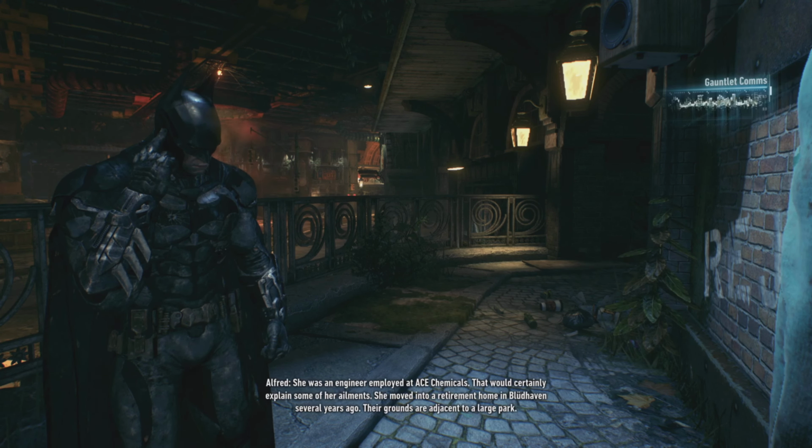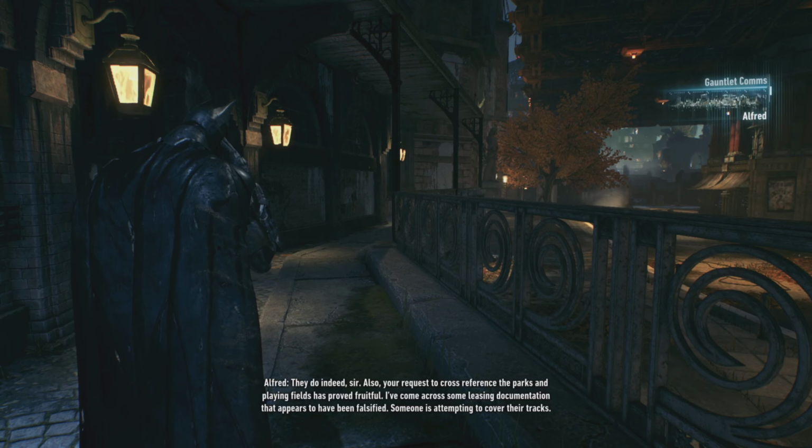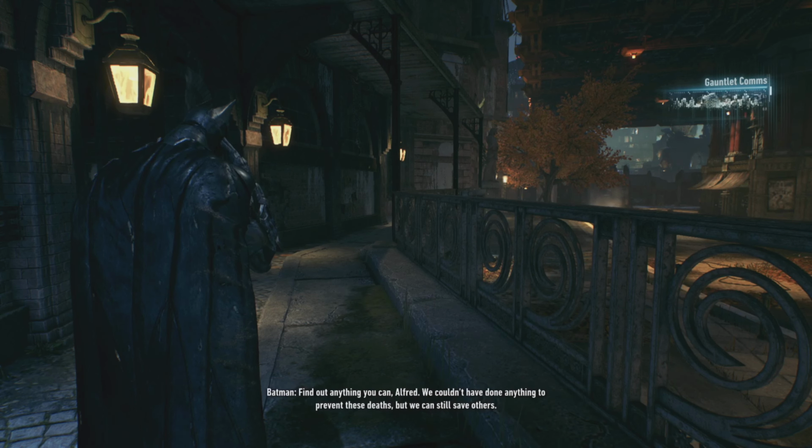Do the details of the disappearance match with the others? They do indeed, sir. Also, your request to cross-reference the parks and playing fields has proved fruitful. I've come across some leasing documentation that appears to have been falsified. Someone is attempting to cover their tracks. Find out anything you can, Alfred. We couldn't have done anything to prevent these deaths, but we can still save others.